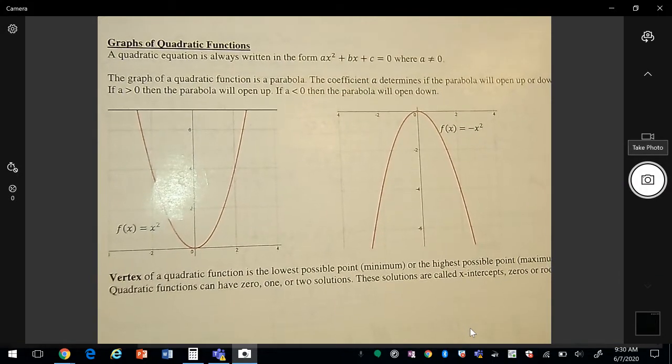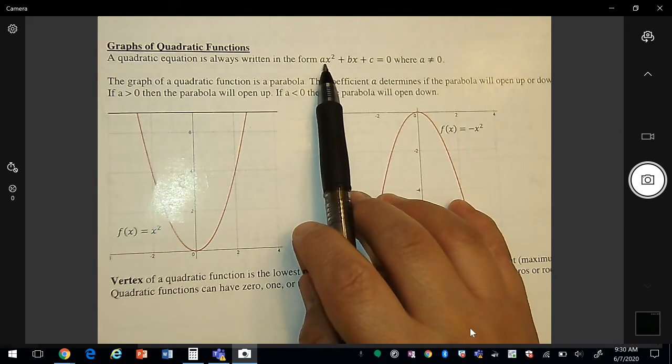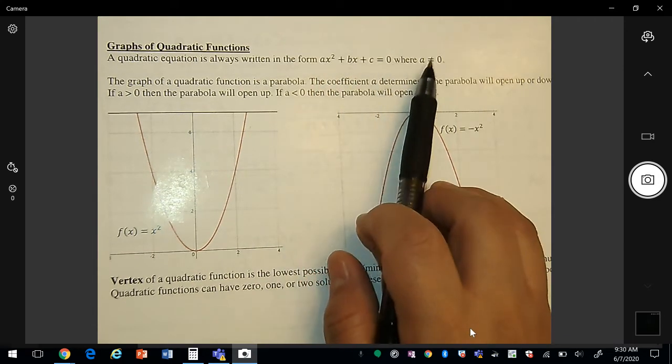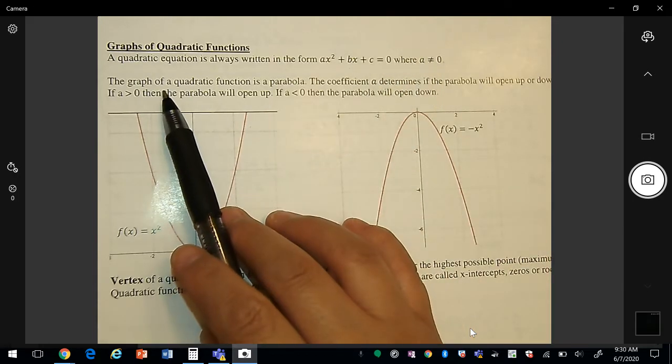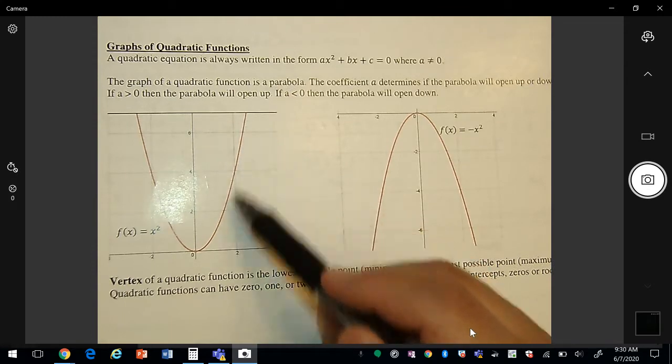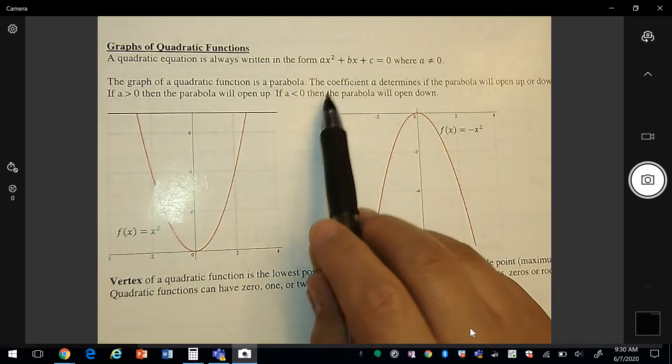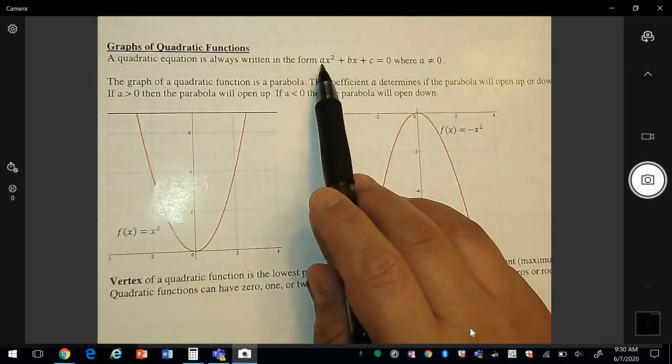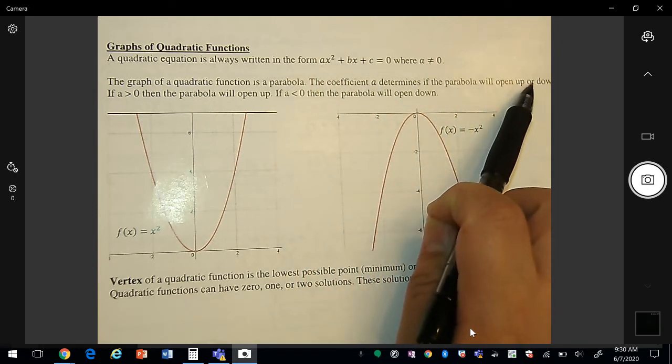Graphs of quadratic functions. A quadratic equation is always written in this form, like ax squared plus bx plus c equals 0, where a is not equal to 0. The graph of the quadratic function, if we graph it, will be a parabola, so a U-shaped graph like these here. The coefficient a determines if the graph opens up or down.